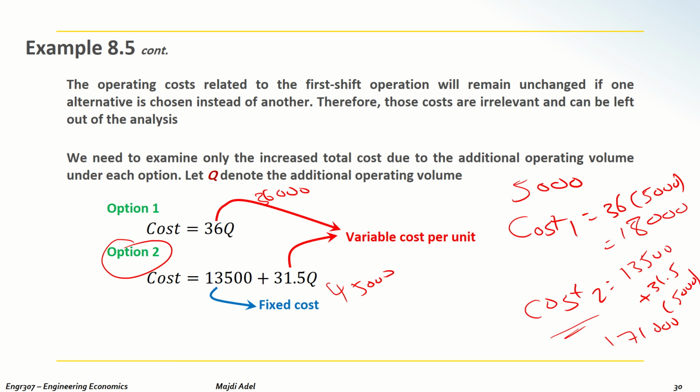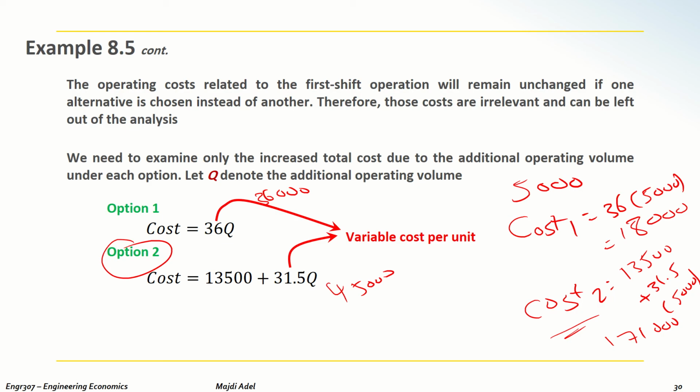If I'm producing less than 3000, we took 1000 units. If I'm producing 1000 units, the cost of the first option is going to be $36,000, and the cost of the second option is going to be $45,000. So any production volume greater than 3000 will make option 2 more economical. Any production volume less than 3000 will make option 1 more economical.